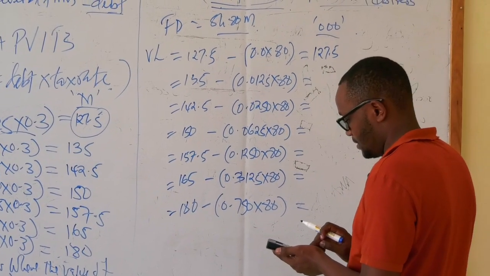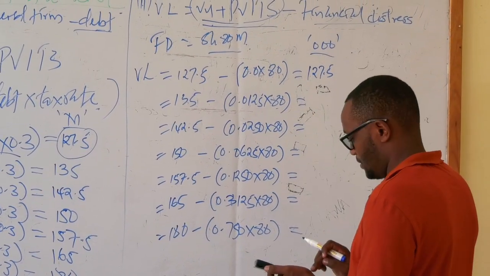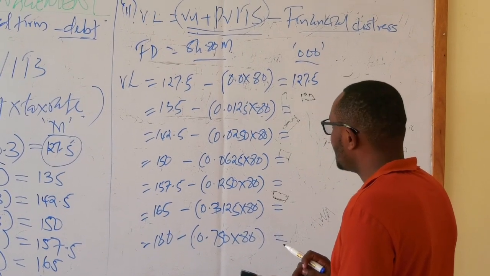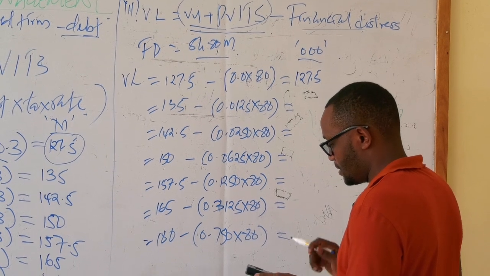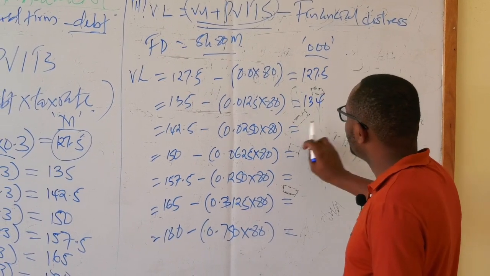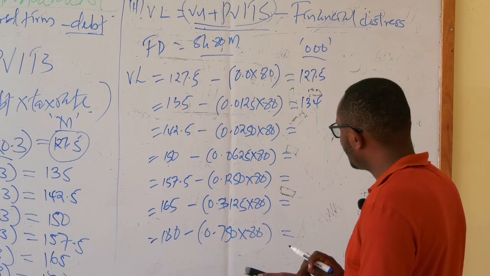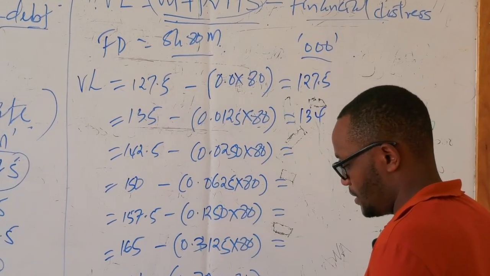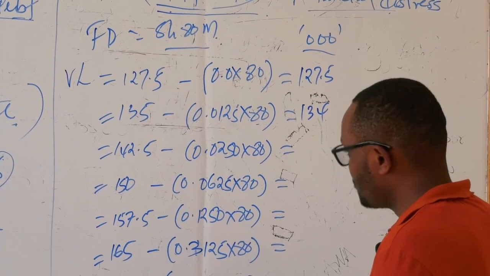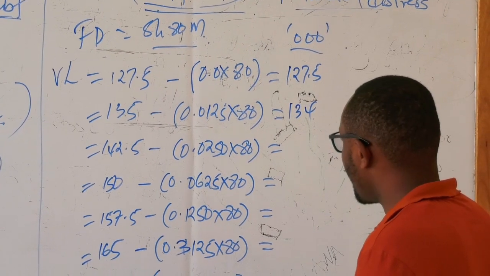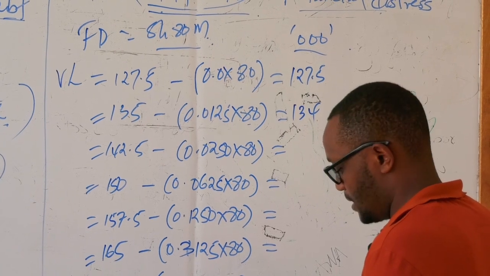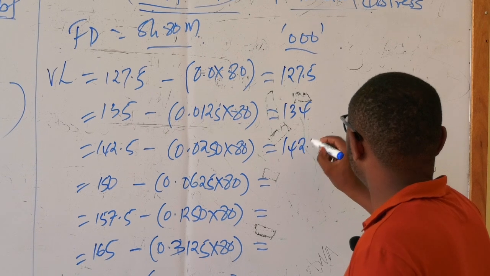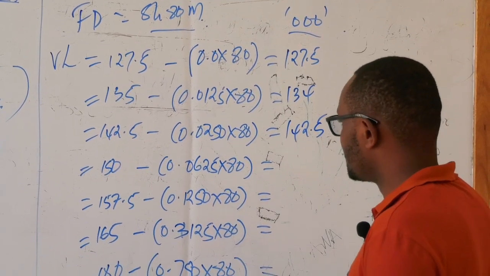So that one, we got the second one, this one, 0.125 times 80. We have 135 minus the answer, 134. This one is 0.025 times 80. Math is all about speed and accuracy. You may have speed, but accuracy may throw you under the bus.